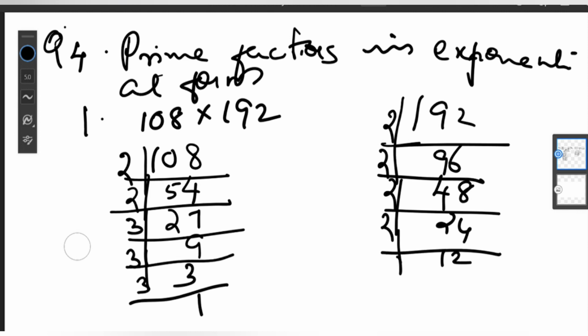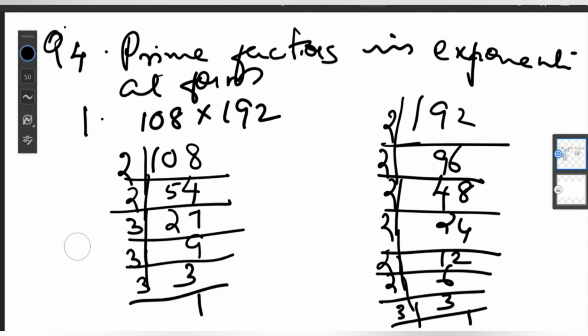9 times. 12 means 6 times. 2, 4 times. 16 means 8 times. 2, 24, 2, 12, 2, 6 times, 2, 3, 3, 1 time.